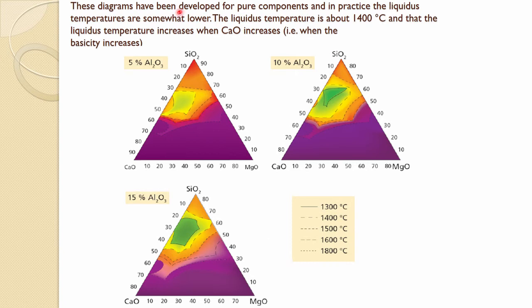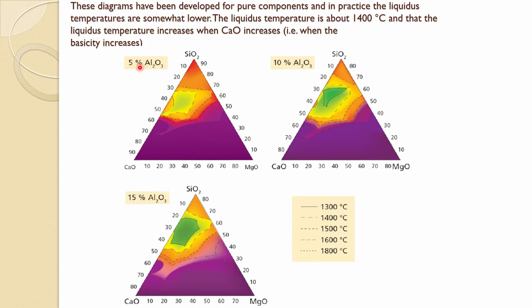So, these diagrams have been developed for pure components again, and in practice the liquidus temperatures are somewhat lower because there are many other impurities present. So, the liquidus temperature is about 1400 degrees Celsius, and the liquidus temperature increases when CaO increases and when the viscosity increases. So, when you increase the CaO, naturally viscosity will increase, which is the ratio of mostly CaO by SiO2 plus Al2O3, or CaO plus MgO divided by SiO2 plus Al2O3. That is how you define the viscosity.